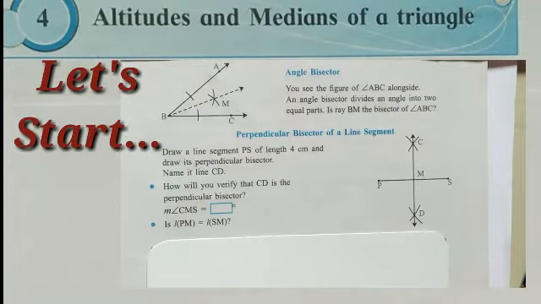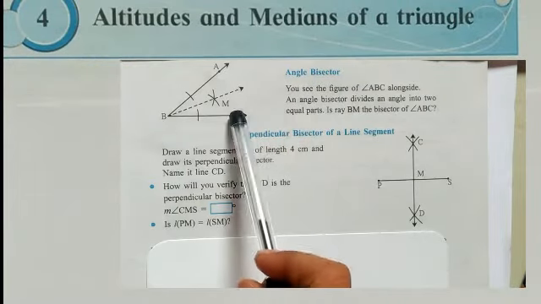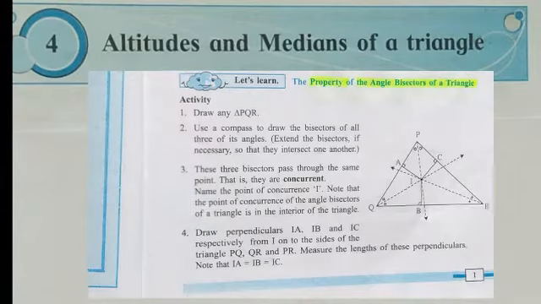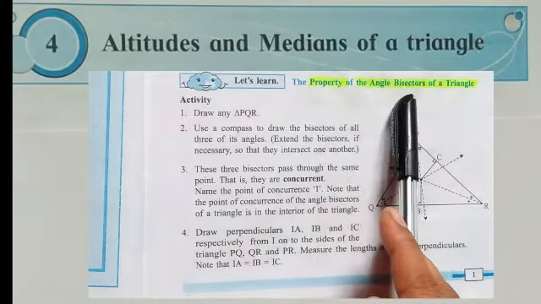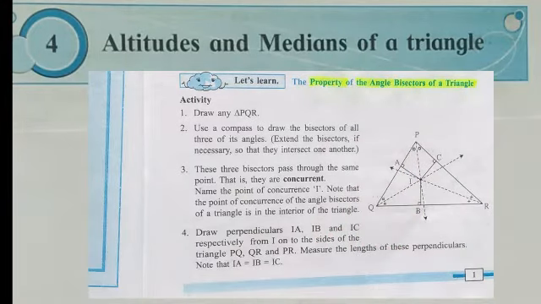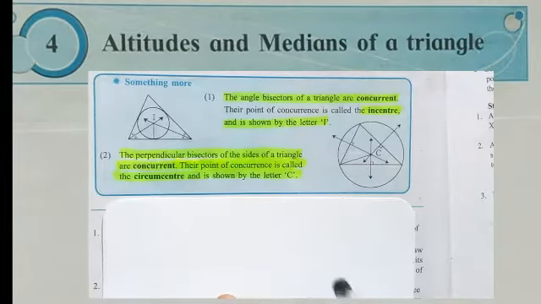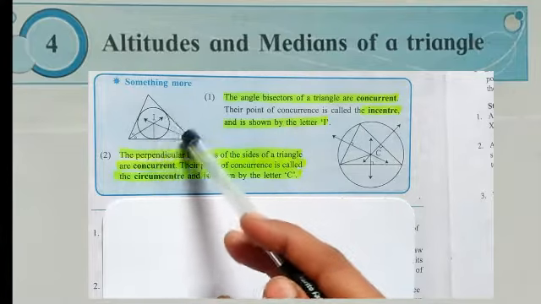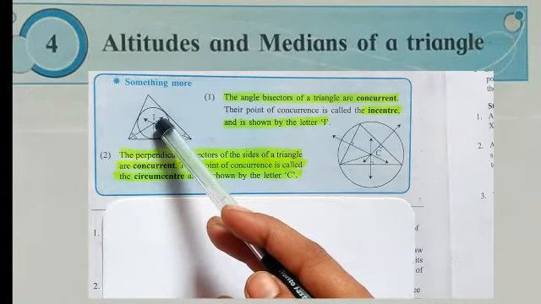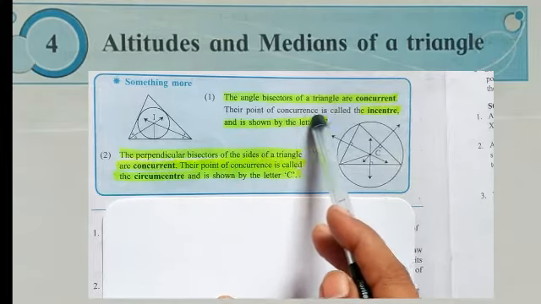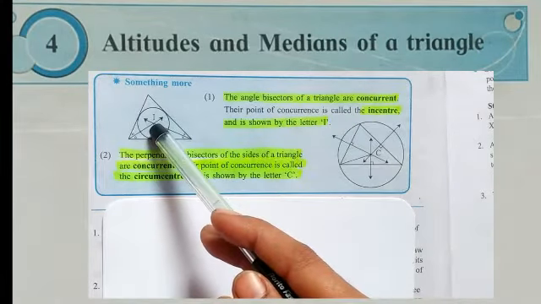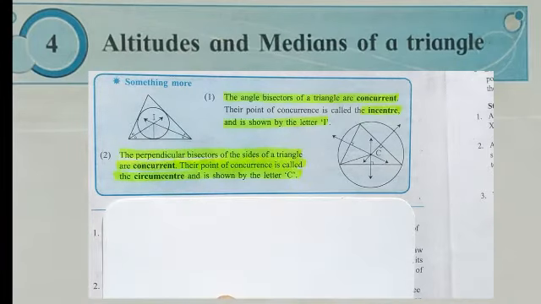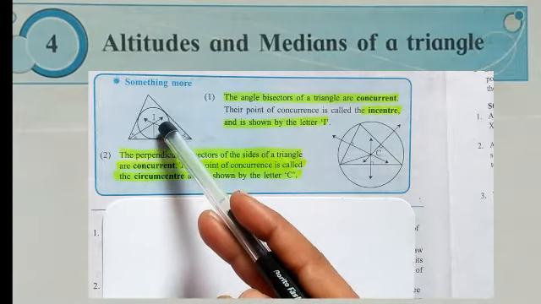Students, in 7th standard, you have learned about the angle bisectors and how to bisect the line segment. Even you have learned about the properties of the angle bisectors of a triangle. See now, see the property. The angle bisectors of a triangle are concurrent. These are the concurrent angle bisectors of the triangle, and their point of concurrence is called incenter, which is shown by the letter I. This point incenter is also called a point of circumference.